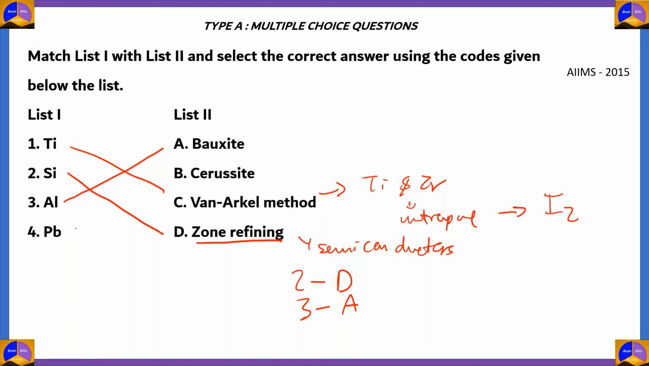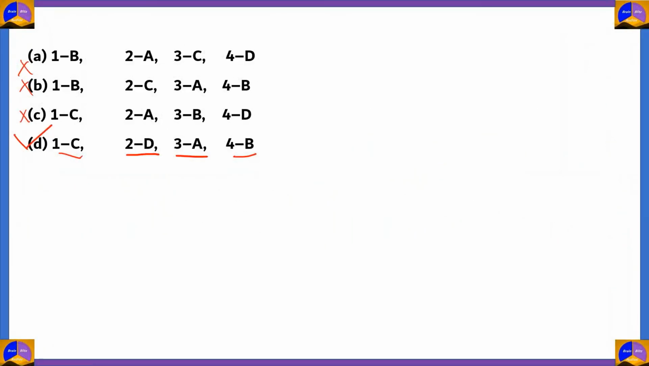And for Pb, it is cerussite. Cerussite is an ore of lead. It has the formula PbCO3. So this may not be the common ore of lead, which is galena. However, this is also an ore of lead, cerussite, which is PbCO3. So therefore, option D becomes our right option.